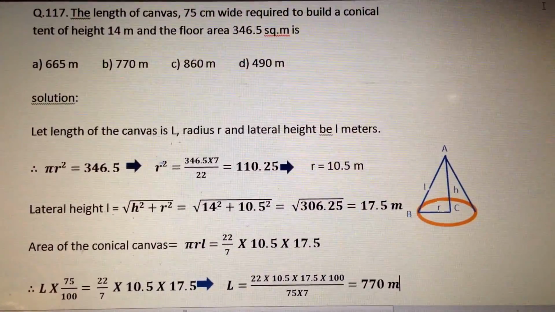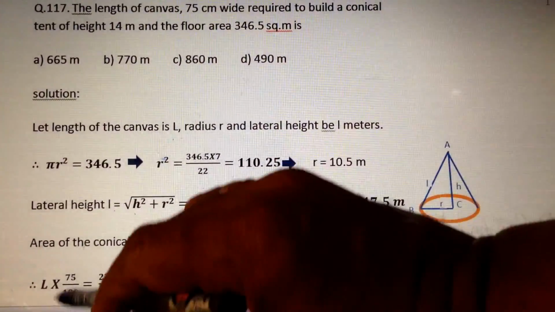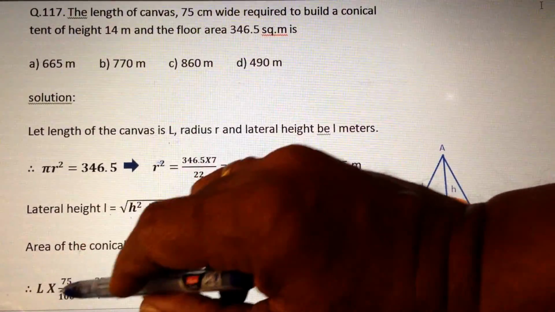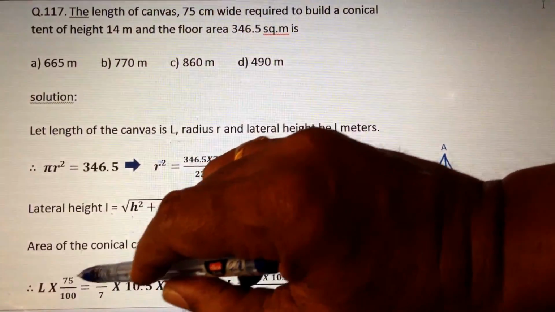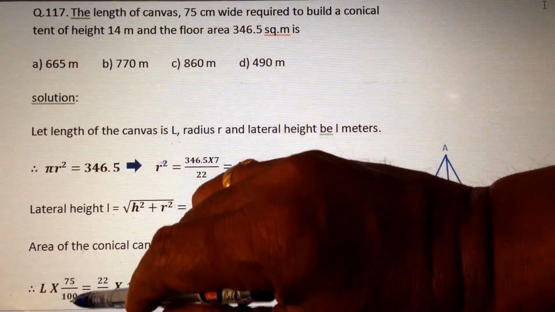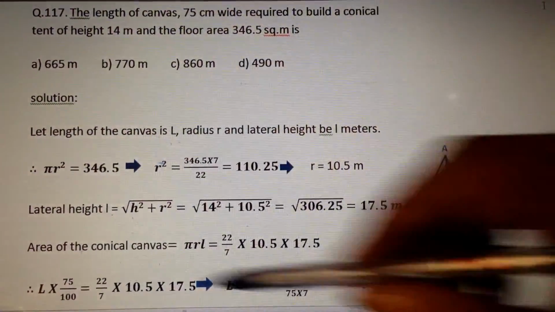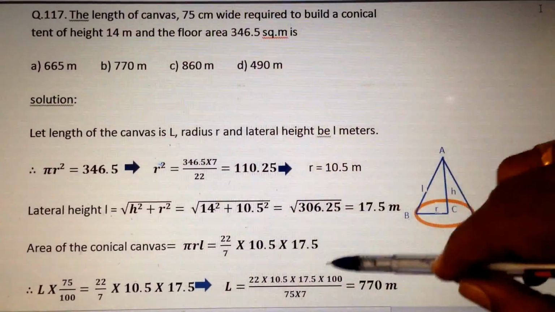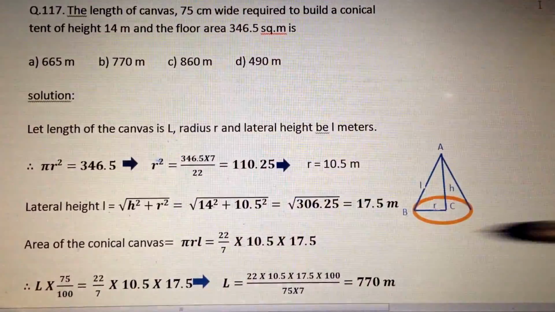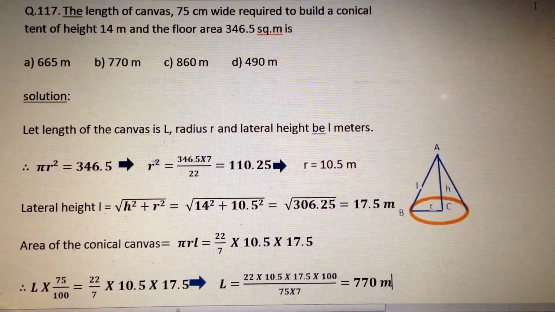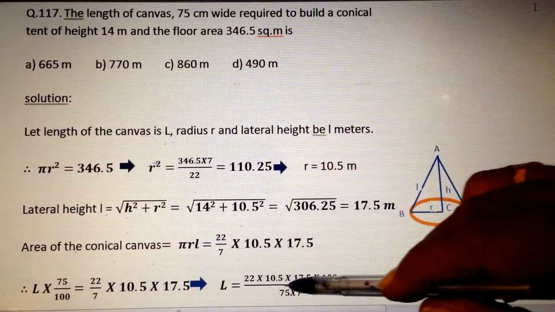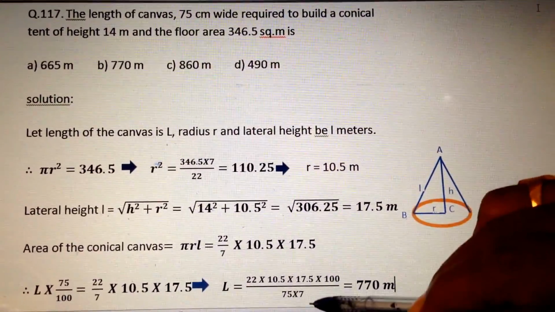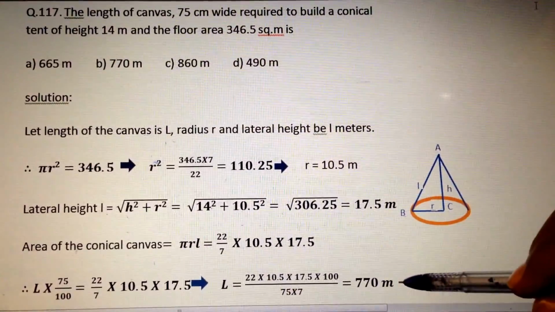We know the formula to find out the rectangle area, which is length into width. Therefore, length we have to find out. Width is given in centimeters; we are converting this into meters because all others are in meters. Therefore, L into 75 by 100 is equal to 22 by 7 into 10.5 into 17.5. Therefore, L is equal to 22 into 10.5 into 17.5 into 100 by 75 into 7, which is equal to 770 meters.